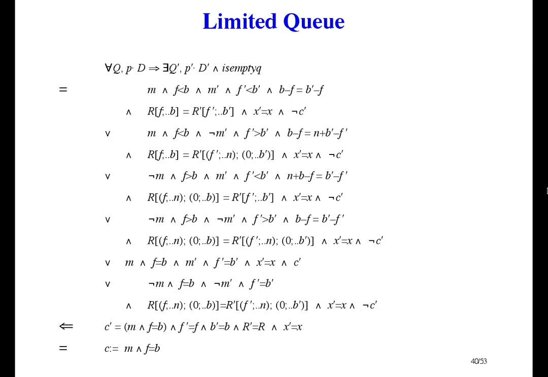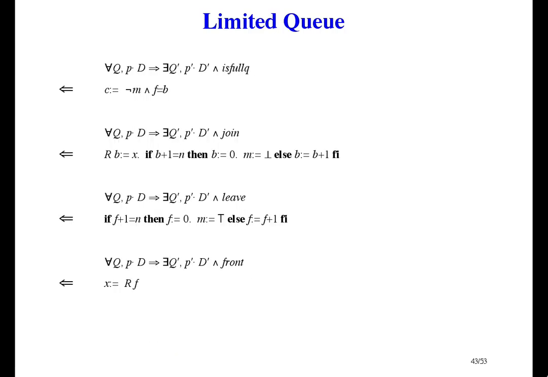Now, isEmptyQ, which went wrong before. This time, the missing case is here. We have M, which means inside mode, with F equals B, and C prime is true to report empty. And we can refine it to a program. C gets the conjunction M and F equals B.